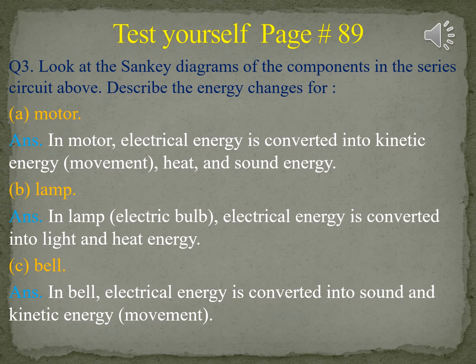Question number 3. Look at the Sankey diagrams of the components in the series circuit above. Describe the energy changes for Part A, motor. Its answer is, in motor, electrical energy is converted into kinetic energy, or movement, heat, and sound energy. Part B, lamp. Its answer is, in lamp or electric bulb, electrical energy is converted into light and heat energy. Part C, bell. Its answer is, in bell, electrical energy is converted into sound and kinetic energy, or movement.